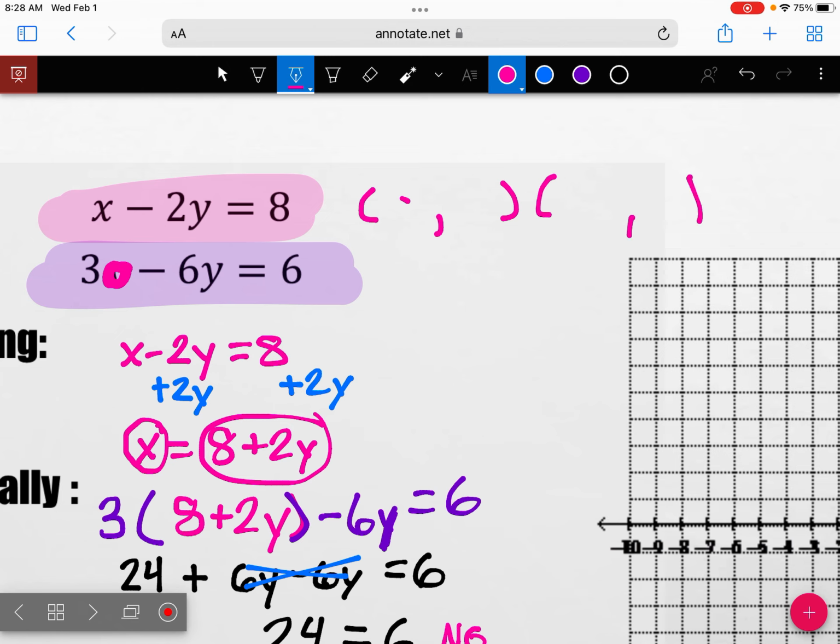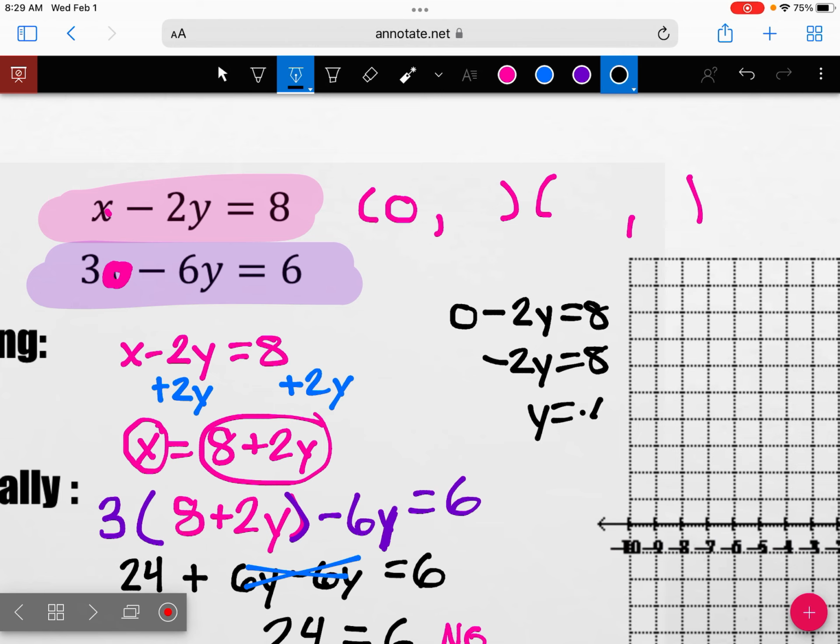So when x is 0, meaning this term is 0, 0 minus 2y equals 8. What is y? It's not going to be 3. Negative 4. So if you need to do this, write it out. Totally fine. 0 minus 2y equals 8, or negative 2y equals 8. So my y is negative 4.